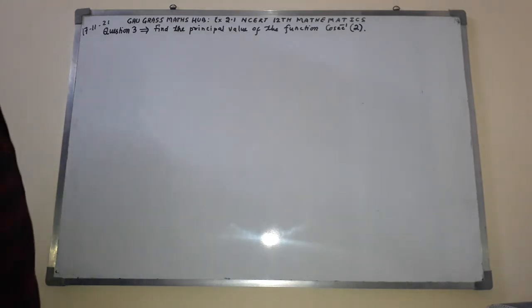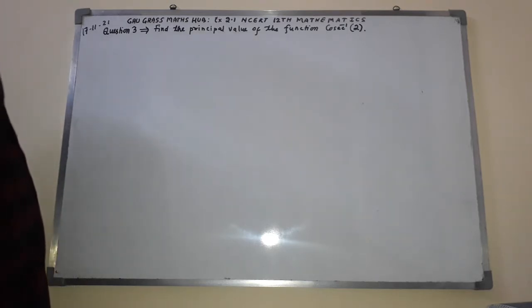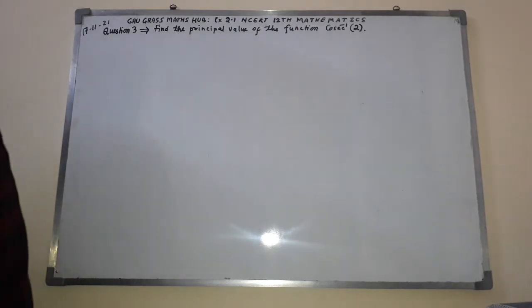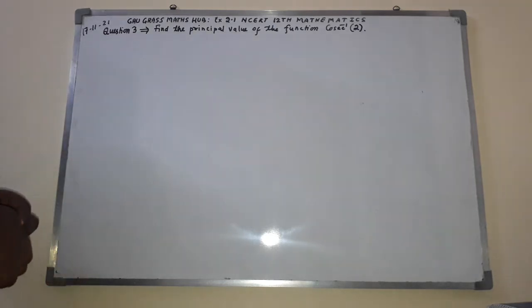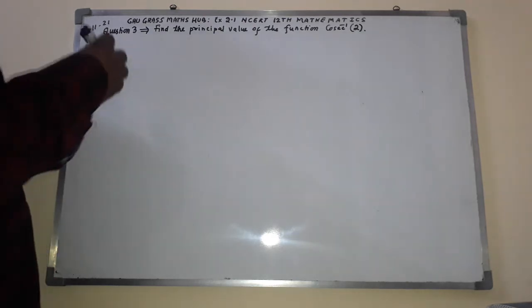I am going to explain question number 3 from exercise 2.1, inverse trigonometric functions, of NCERT class 12 mathematics. The question is: find the principal value of the function cosec inverse 2. This is the question I am going to discuss here. Here I shall write the solution.